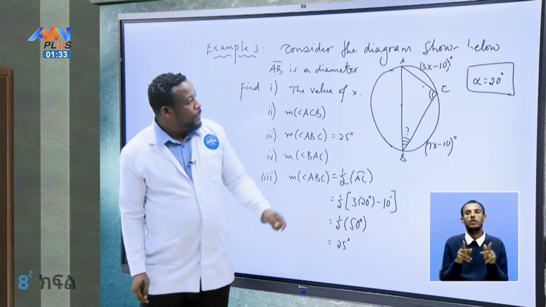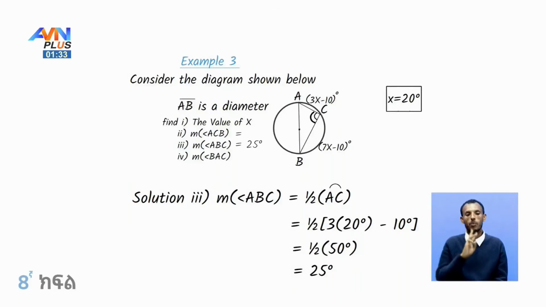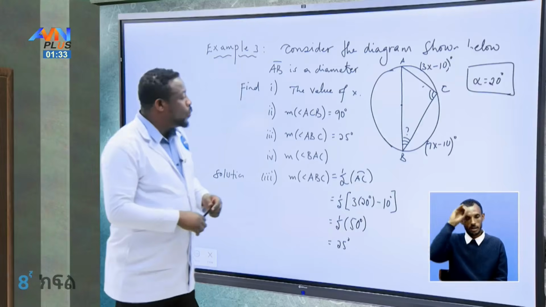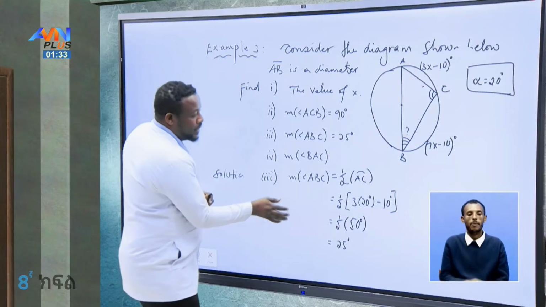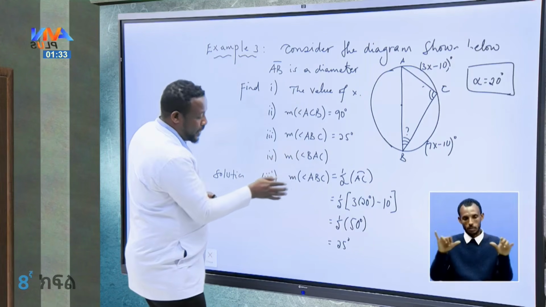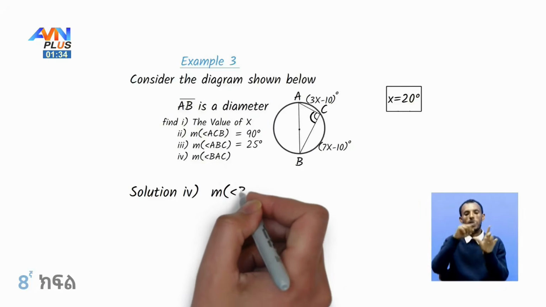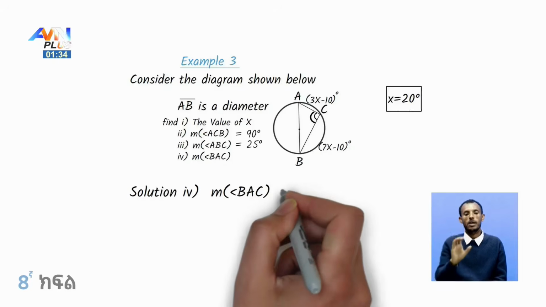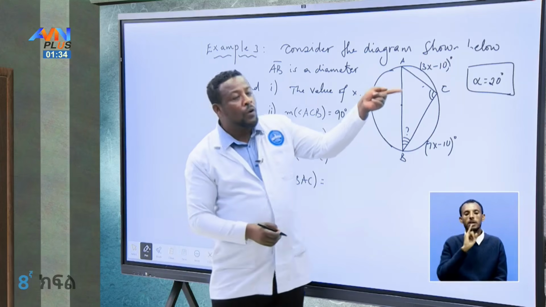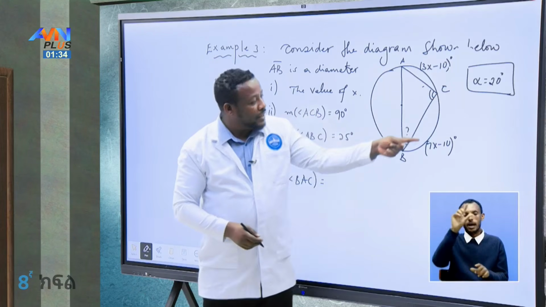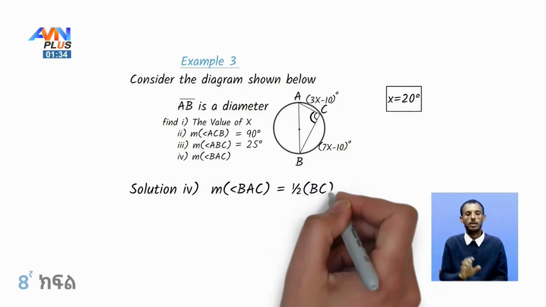What was this one? ACB. We already obtained 90 degrees. Good. So we are left with one more question on example 3, that is the measure of angle BAC, the fourth one. Angle BAC is half of the arc subtending it, half of arc BC.